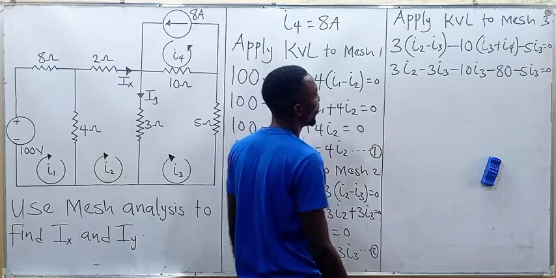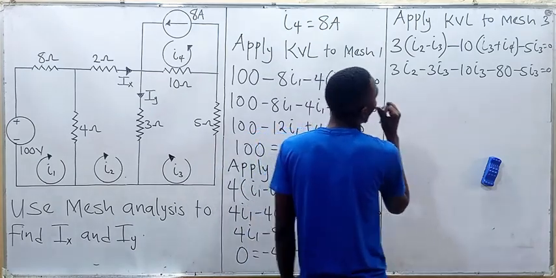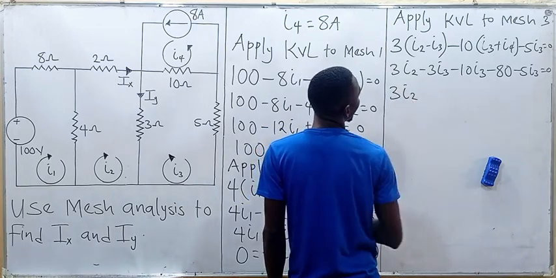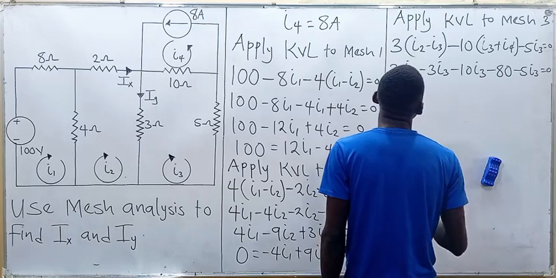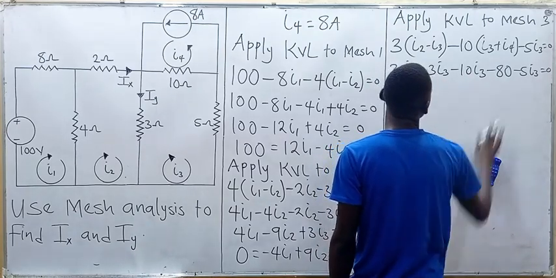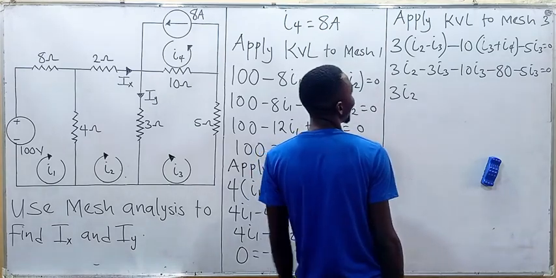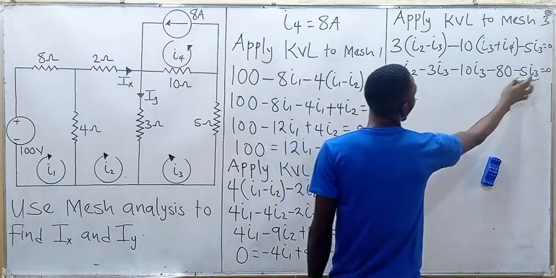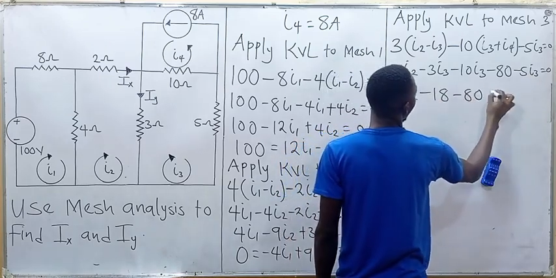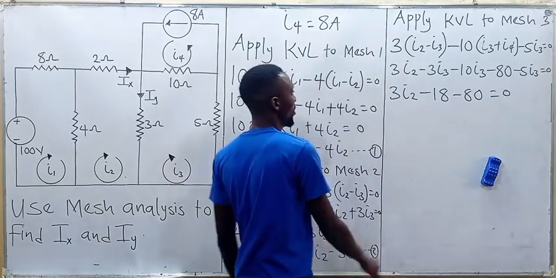All right. So I'm going to have 3I2. Then here we are going to have this plus this plus this. That is 18, right? So I'm going to have -18 I3, then -80 equals to 0.